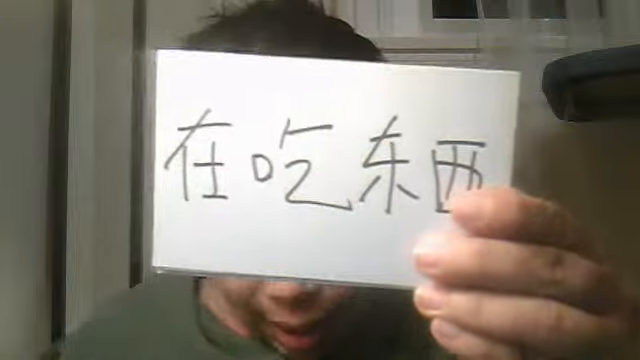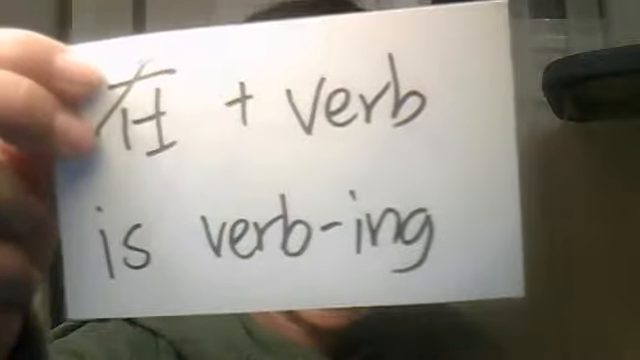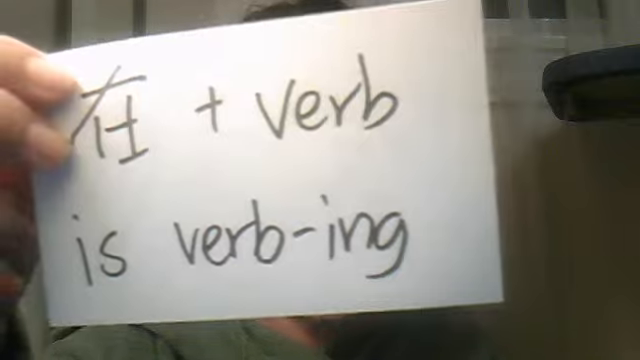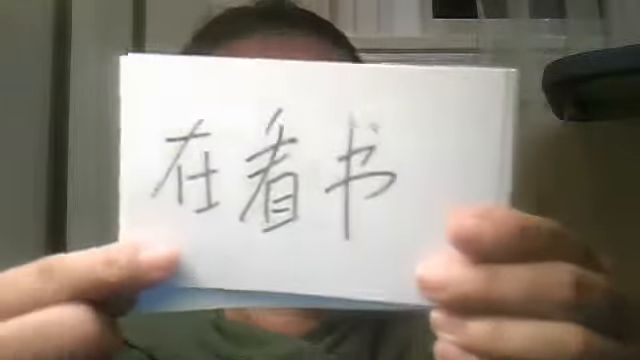在's other common meaning is present continuous grammar. So in Chinese, there's no verb conjugation to indicate the time. So 在 is one of the words that you add to a verb to indicate that it's happening right now. So for example, 在吃东西 means I'm eating. And so just to say, 在 plus verb is the same thing in English as verb-ing. So happening now. If your kid asks you, what are you doing? You can say, 在看书, I am reading.